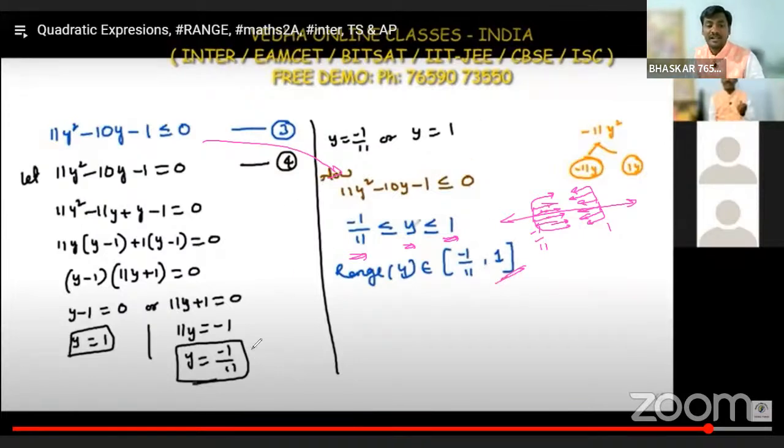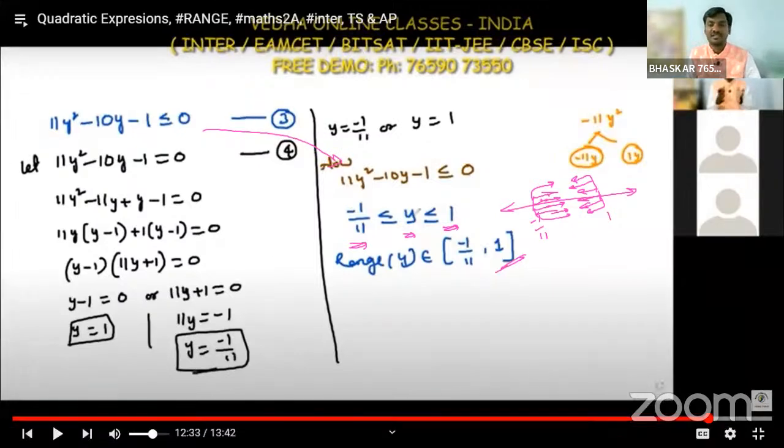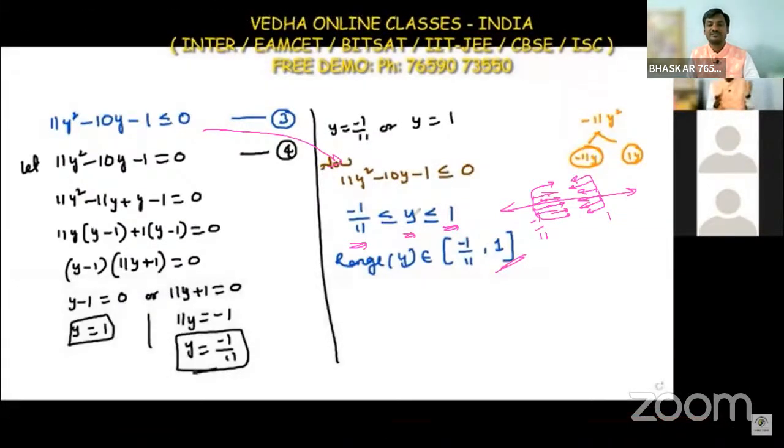Particularly, what is the question asking, and what does it mean here? It starts from minus 1 by 11, so we can take the values of y, or range values, up to 1. Less than 1 and more than minus 1 by 11, which means it lies between minus 1 by 11 and 1.